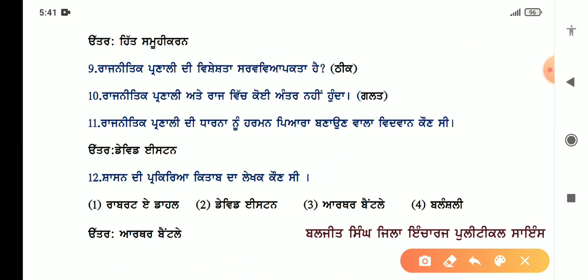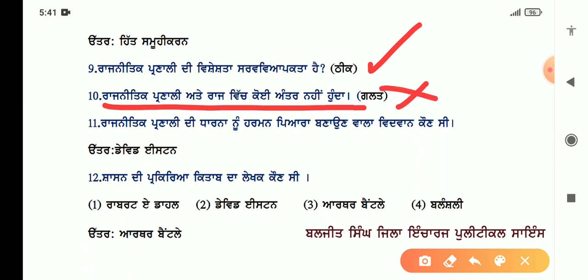A characteristic of political system is universality. Right. There is no difference between political system and a state. Wrong. There are many differences: difference of nature, difference of functioning, difference of essential elements. There are many differences.